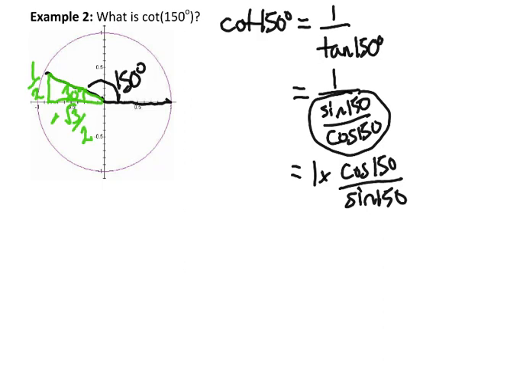Obviously, the multiplying by 1 there is not going to impact you at all, so that's just going to make cos of 150 over sine of 150. So what we've shown there is that the cotangent of an angle is equal to cos of that angle over sine of the same angle.